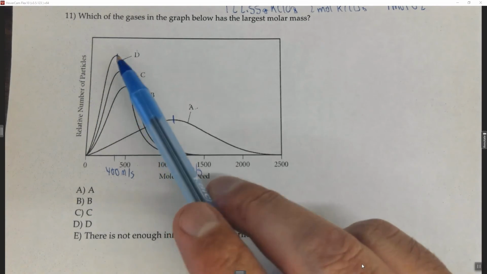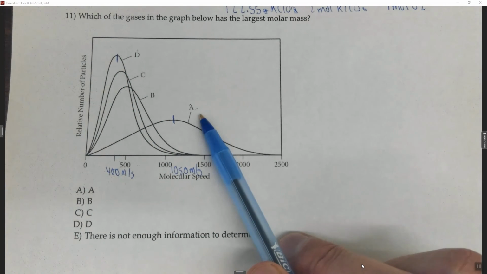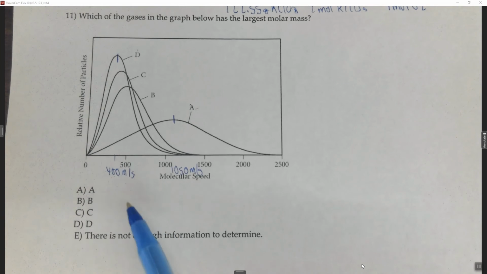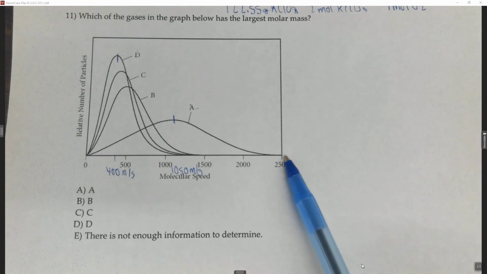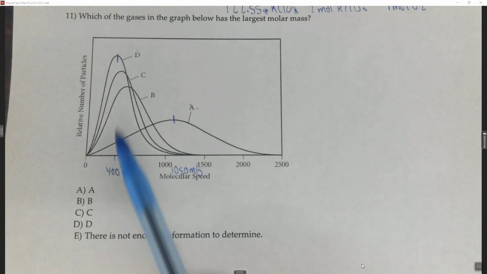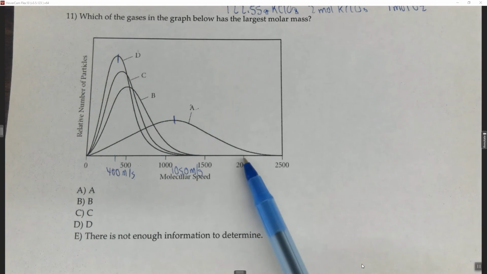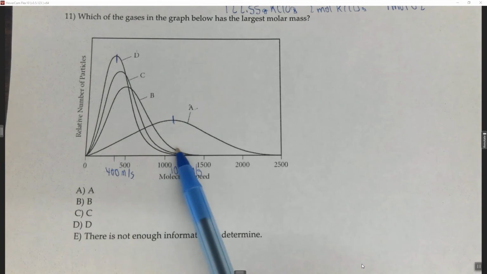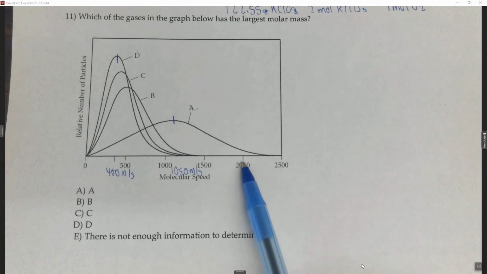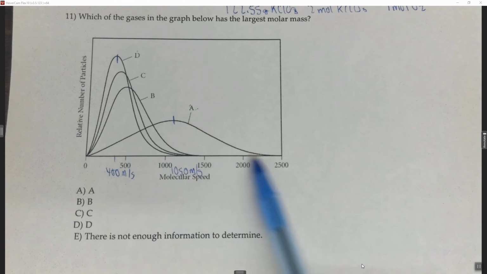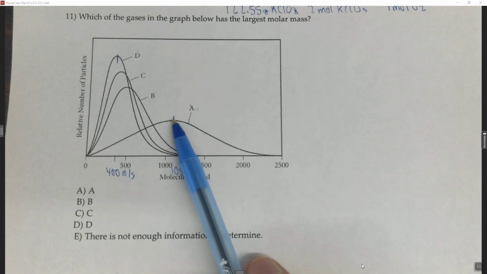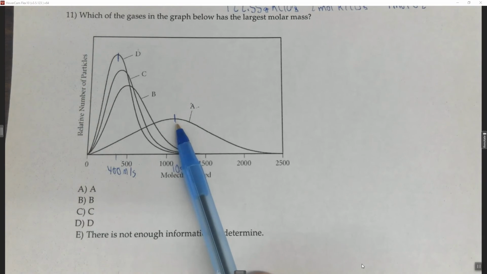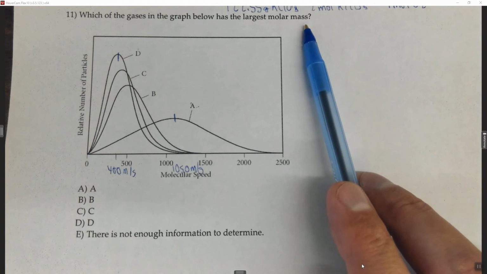So what you could see is the A molecules most of the time are moving a heck of a lot faster than the D molecules. There's another thing to notice here, which is the range of speeds for the A molecules is much greater than for the D molecules. You'll notice that for the A's, there are some going over 2,000 meters a second. For the D's, there's basically none going over 2,000 meters per second. So A has a much greater range of speeds. It also has a much greater, not technically average, but most common speed. Now, we need to decide which gas has the largest molar mass.